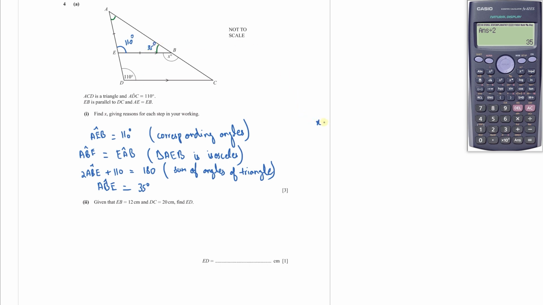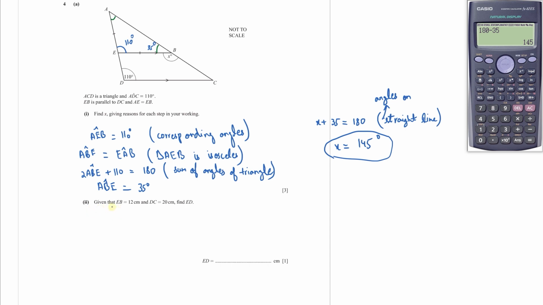We can say x plus 35 equals 180 because it's a straight line, or you can say angles on a straight line. So this will give us x equals 180 minus 35, which is 145. So the value of x is 145 degrees.